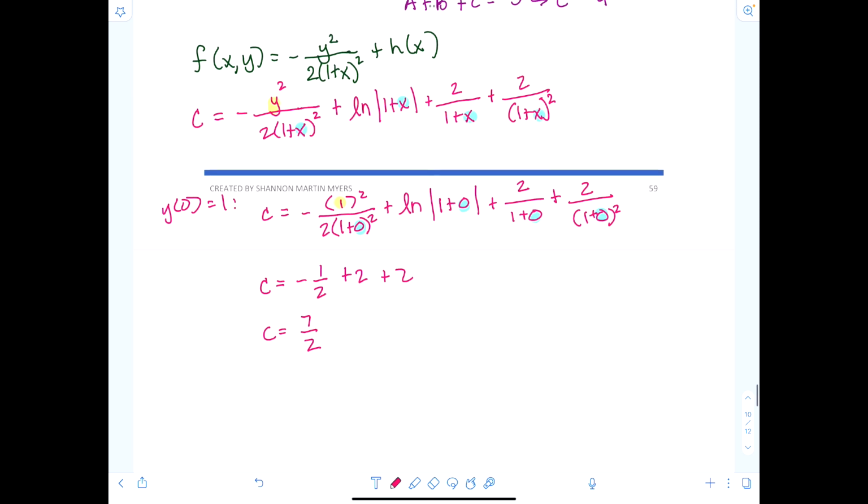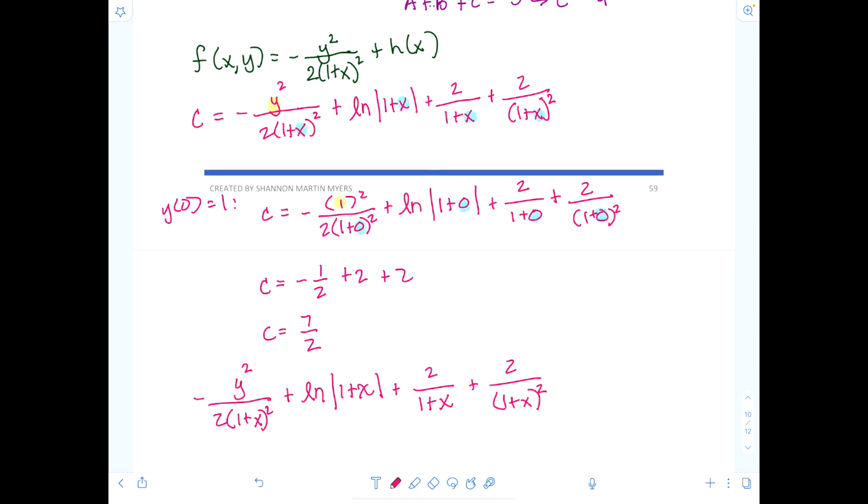And putting it back together, we will have negative y squared over 2 times 1 plus x, that quantity squared, plus natural log absolute 1 plus x, plus 2 over 1 plus x, plus 2 over quantity 1 plus x squared equals 7/2. There you have it.